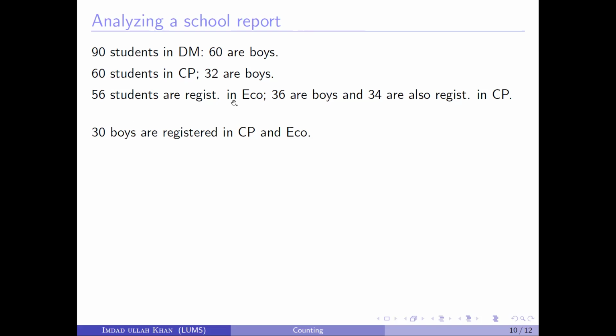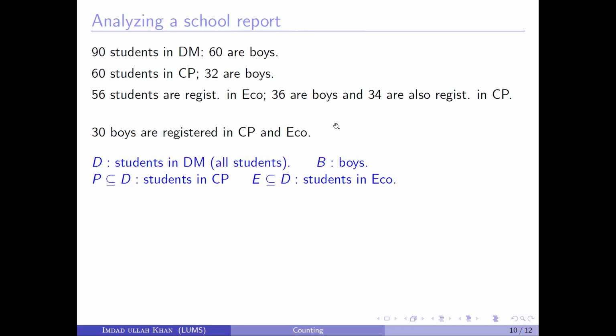56 students are registered in econ. 36 are boys in the econ group, and 34 are also registered in CP from within the econ population. The additional information we have is that 30 boys are registered in computer programming as well as econ.